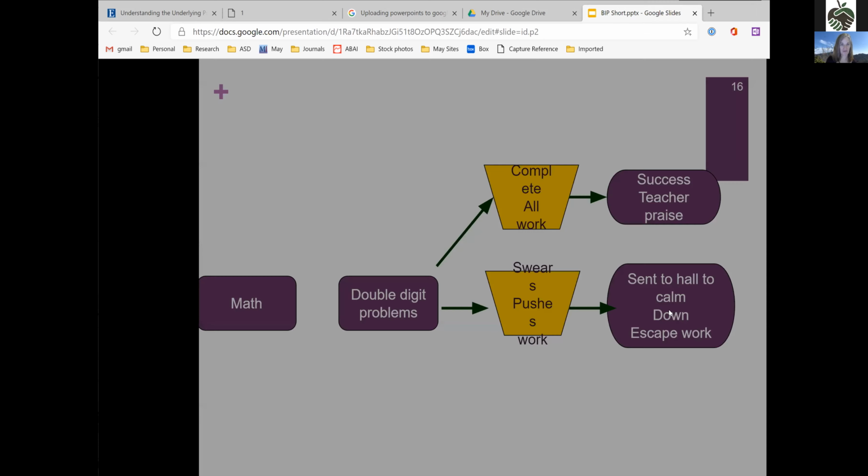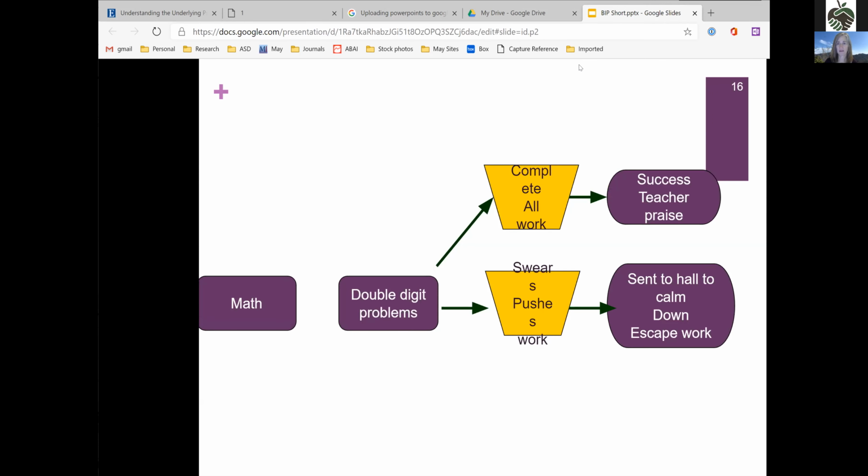So let's walk through that a little bit. So in this example, we talked about what's going on with the student, and we want to come up with something that the student can do that serves the same function, that gets them at least to escape work. They might need to get out of the classroom. It might need to be a behavior that results in that. When you think about a good replacement behavior, there's a few really important things to think about.